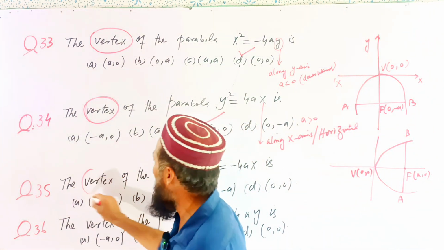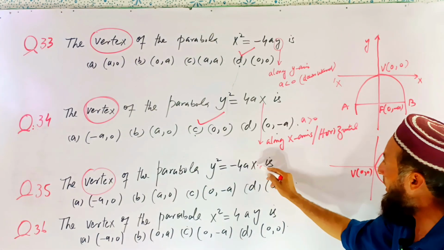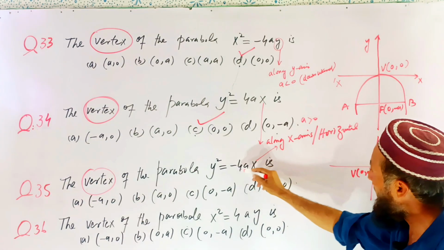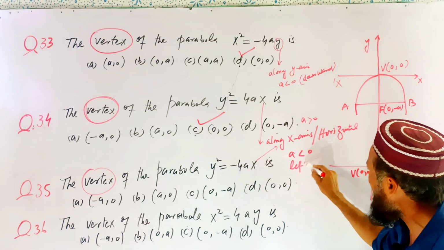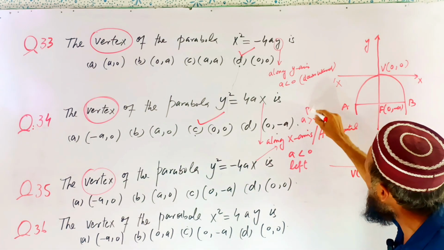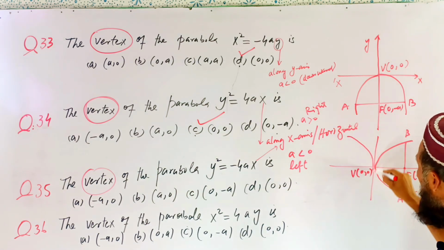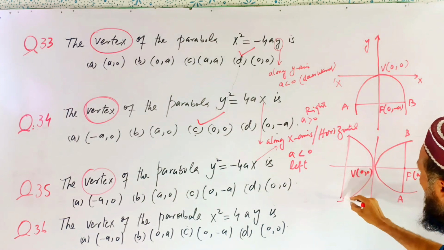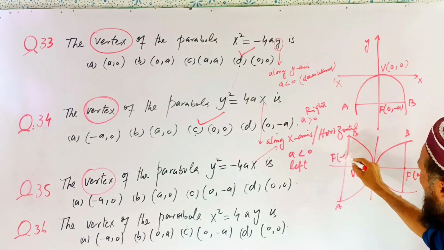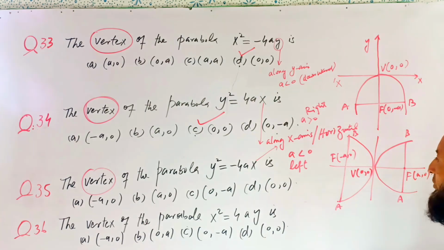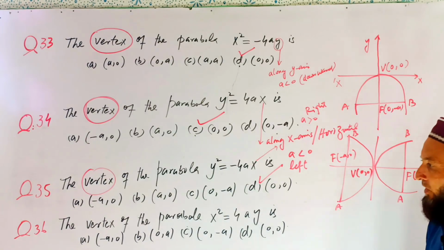Similarly, for the vertex of the parabola y square is equal to minus 4ax, along the x-axis the same, but a is less than 0. So negative form means the parabola opens to the left, while a greater than 0 means right side parabola. So the parabola is made like this type, and here A and B are any 2 points, and the focus is minus a and 0. The vertex is the same. So option D is the correct option.